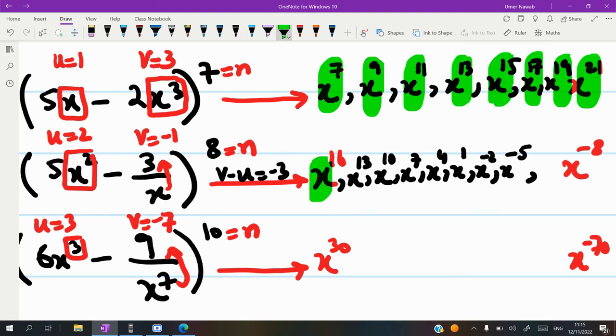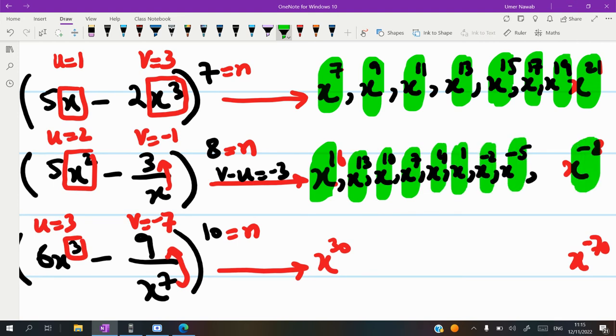Can you count how many terms I must hit? 1, 2, 3, 4, 5, 6, 7, 8, and 9. Now I have here 10. So 30. Can I find V minus U? So V minus U is -7 minus 3. -7 minus 3 will give you -10. So each time the power will be decreased by 10.